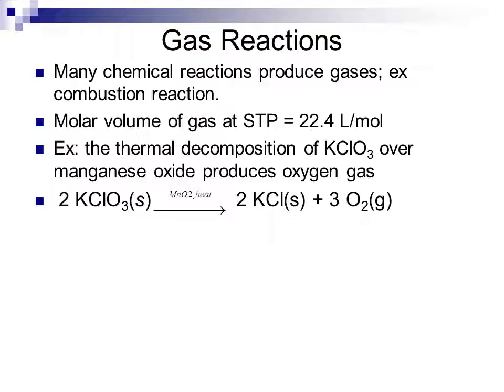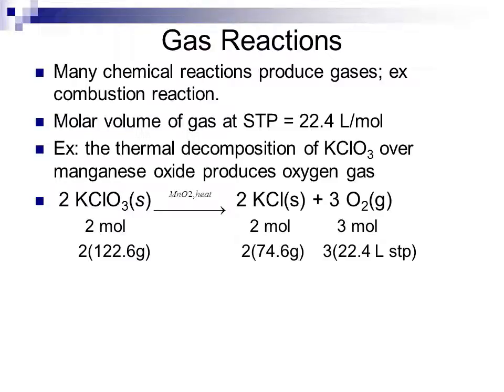So 2 moles of KClO3 as a solid can be heated with manganese dioxide as a catalyst to produce potassium chloride as a solid product and oxygen gas as a gaseous product, where we have 2 moles of potassium chloride to 3 moles of oxygen. So 2 moles of potassium chlorate form 2 moles of potassium chloride and 3 moles of oxygen. We can use molar masses to determine the quantity of potassium chlorate reacted, 2 times 122.6. The quantity of potassium chloride produced, 2 times 74.6.